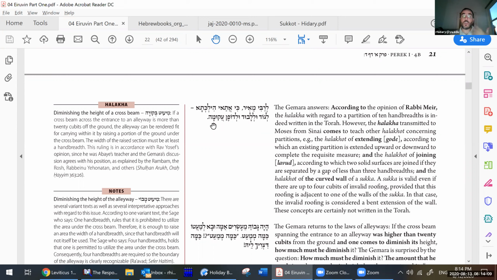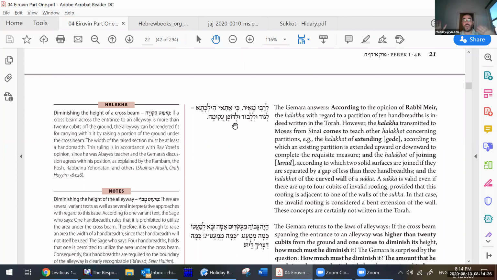For example, gud, that means I extend. If I have a wall that's shorter, let's say it's only 10 tefachim, and the schach is way up high, I can imagine as if the wall extends all the way up. So for extending a wall, that's called gud. Gud asik, gud achit, extending it up, extending it down, very important for different halachot.